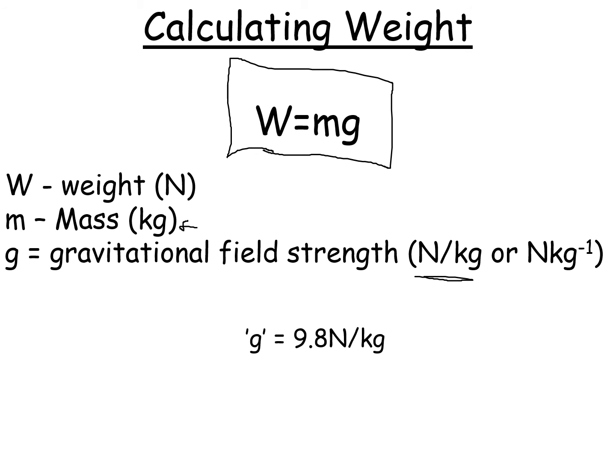Now, the key thing we need to remember is that g on Earth is 9.8. So this tells us how strong gravity is on Earth, and we'll look a little bit more about gravitational fields later on. But on Earth, you have a gravity of 9.8 newtons per kilogram. So let's look at how we can use this to calculate weight.